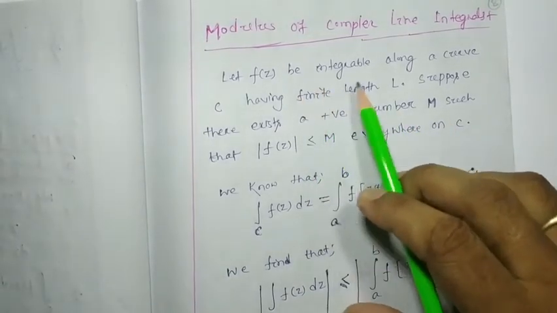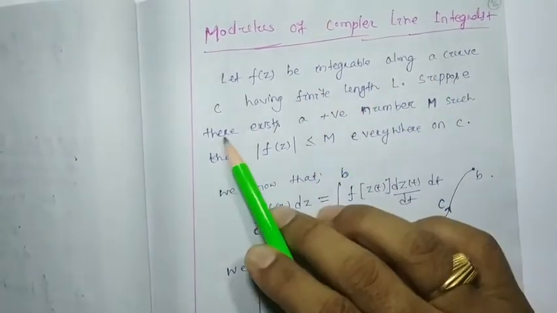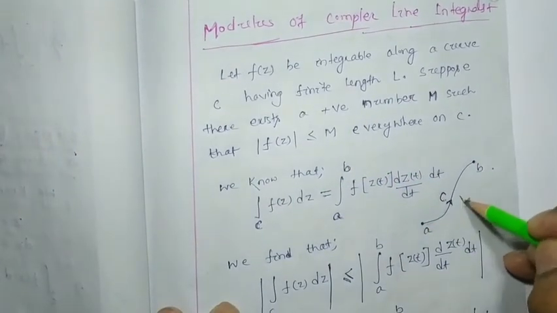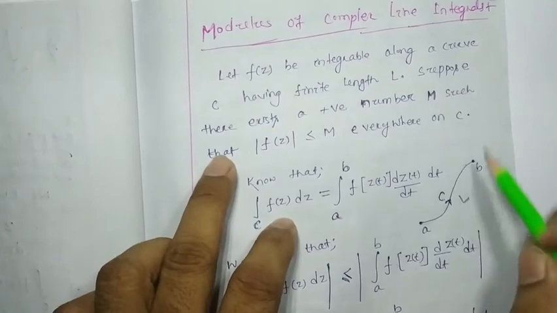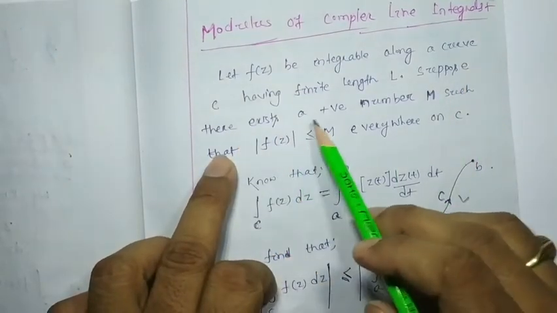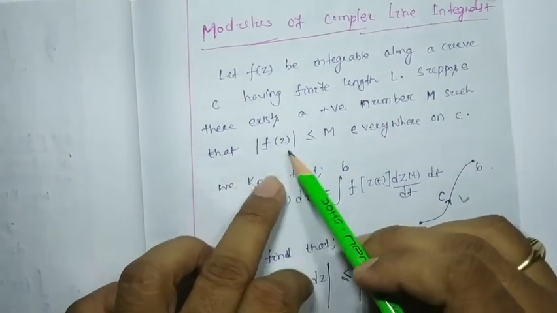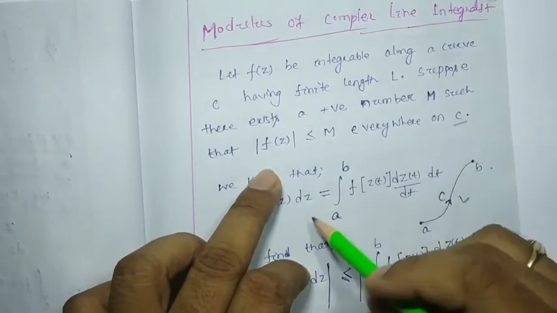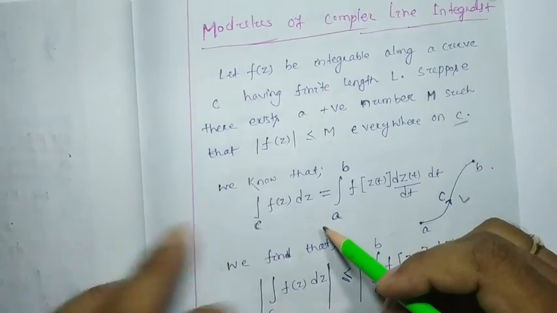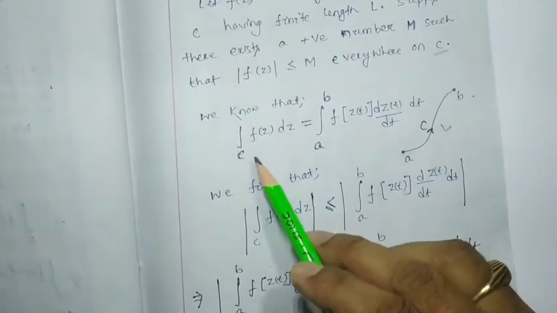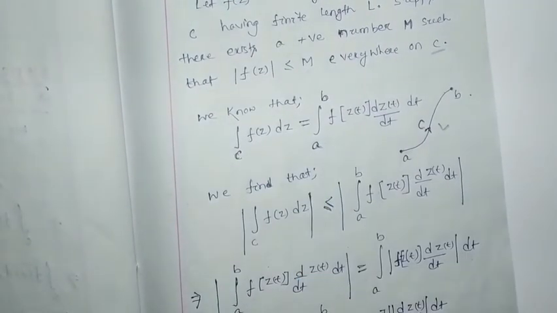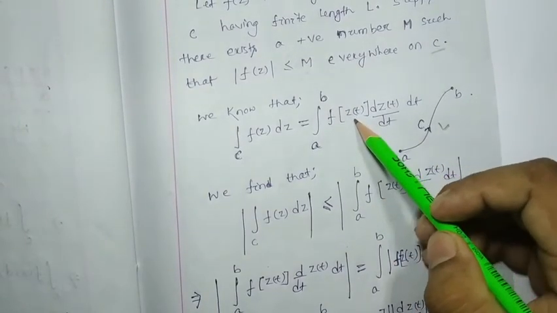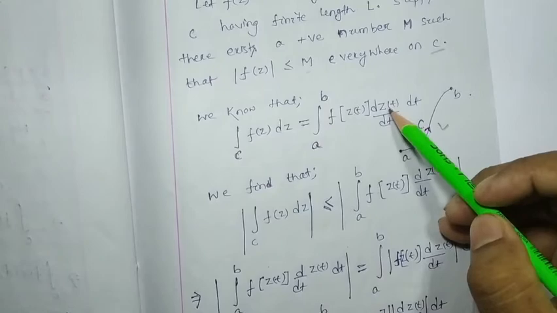Let f(z) be integrable along a curve C having finite length L. Suppose this A to B is the length L. Suppose there exists a positive number m such that the modulus of f is less than or equal to m everywhere on C. We know that the integral of f(z) can be written as the integral from A to B of f(z(t)) times dz(t)/dt dt.